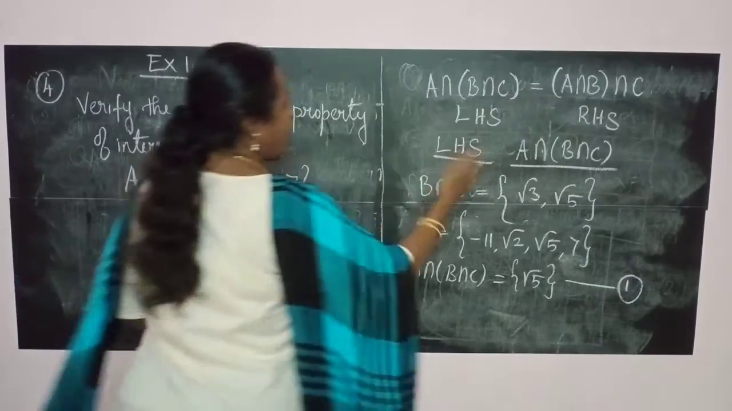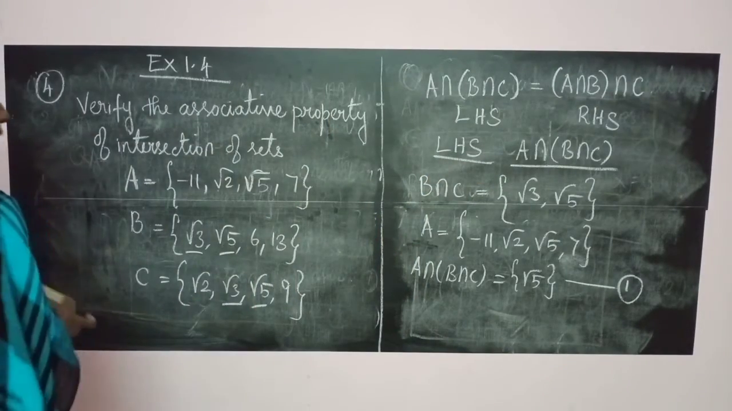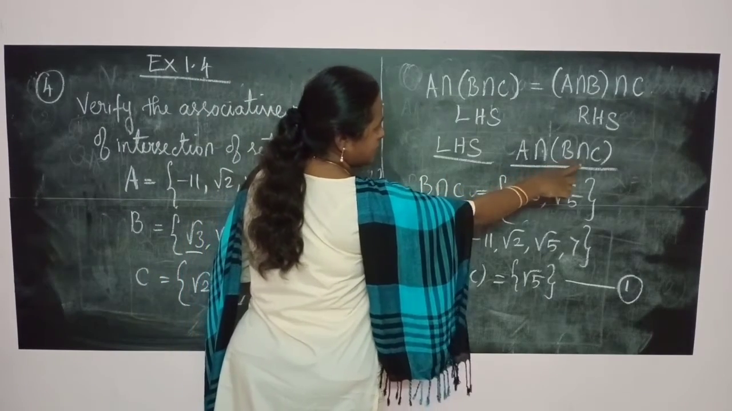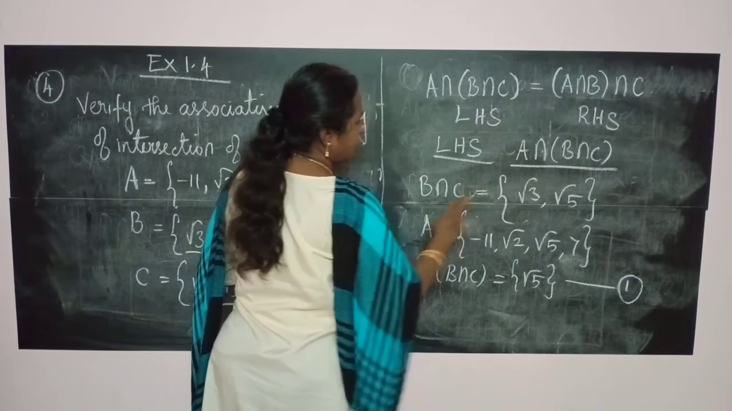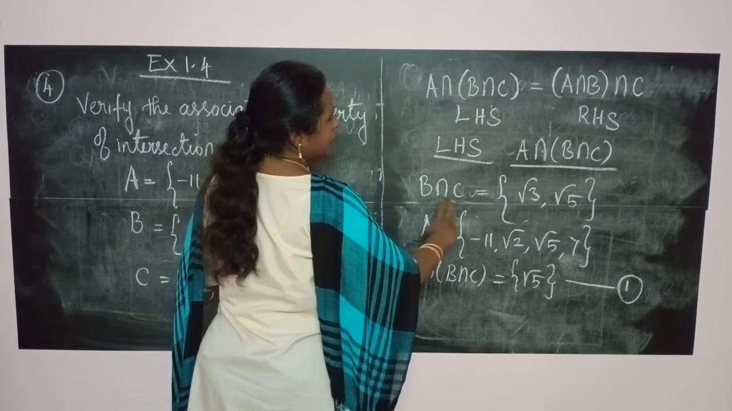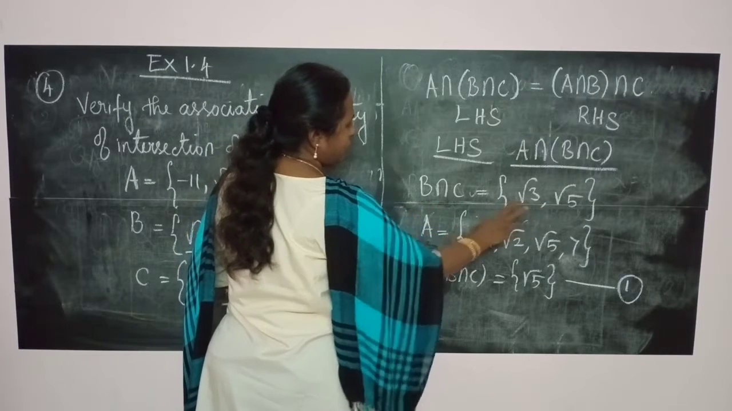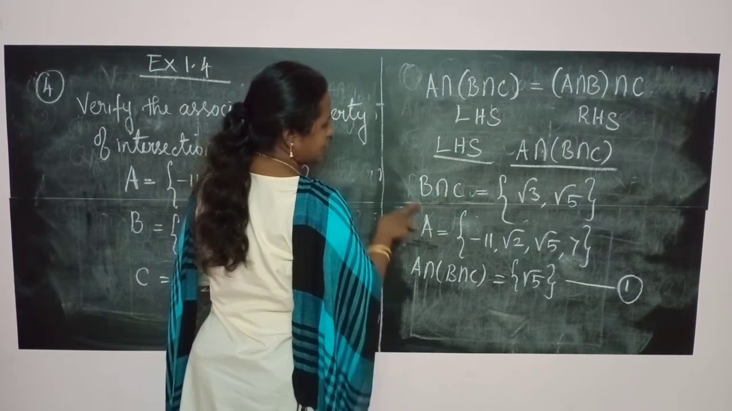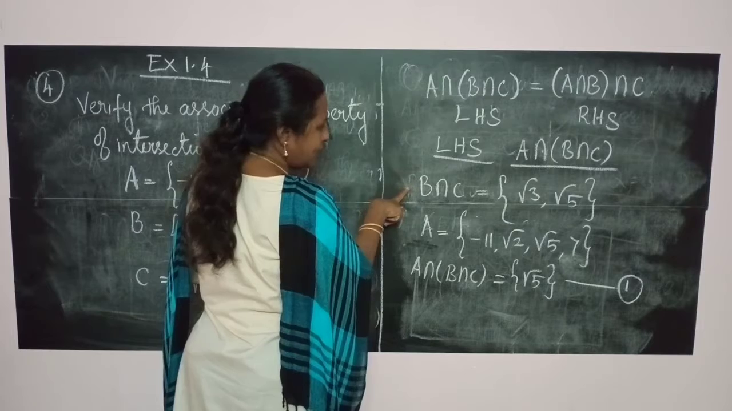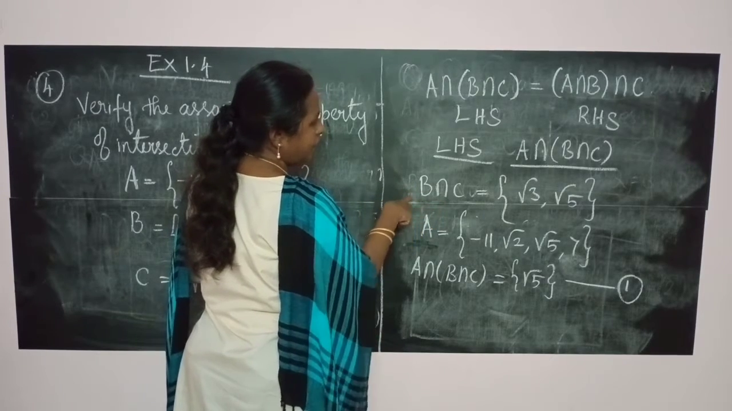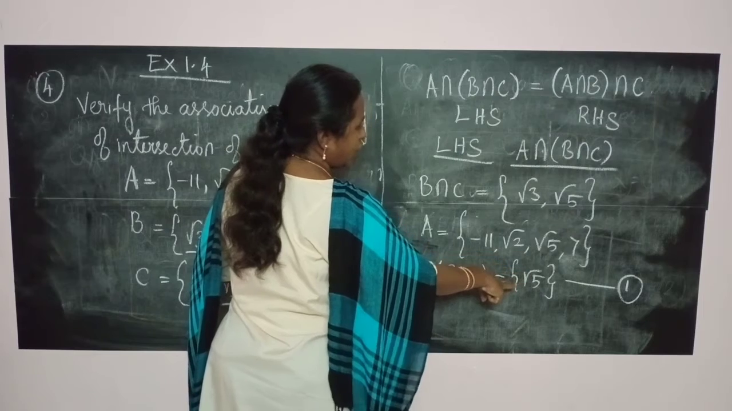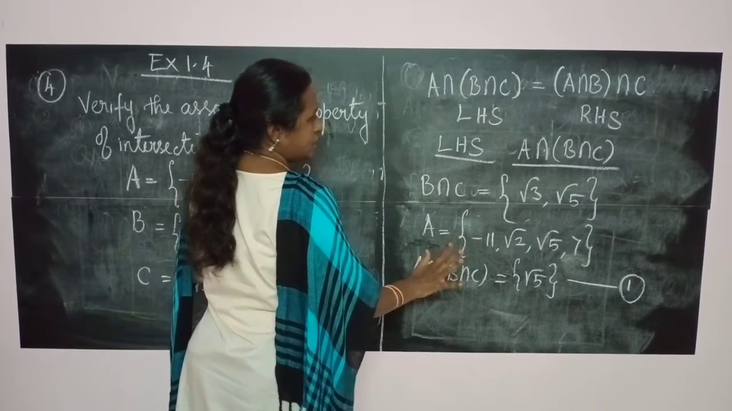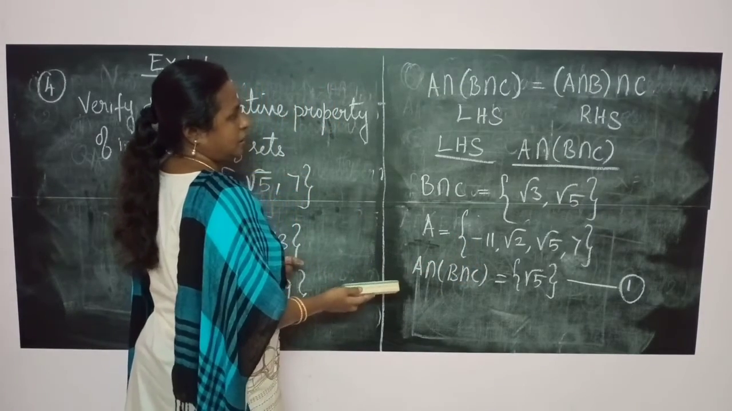Okay, now let us go to the RHS side. Once again, LHS is equal to A intersection B intersection C. B intersection C alone you are going to write first. That is the elements common in B and C, root 3 and root 5. Now you write the elements common in A and B intersection C. Only root 5 alone will be common in A and B intersection C. So root 5 alone is the one element available in the answer.